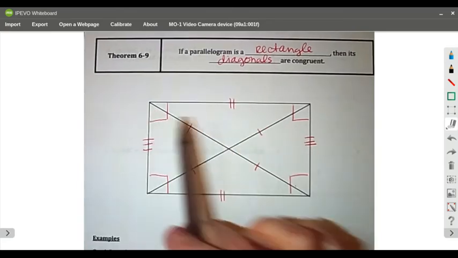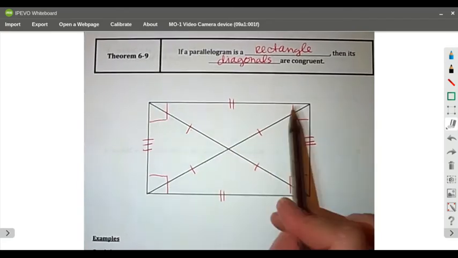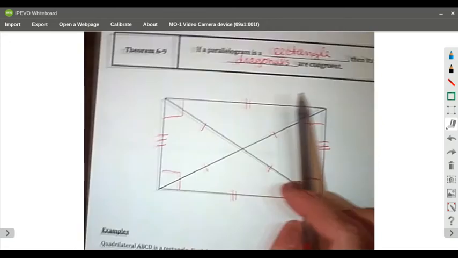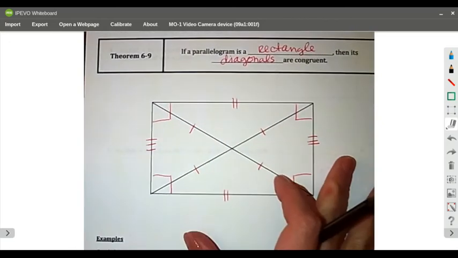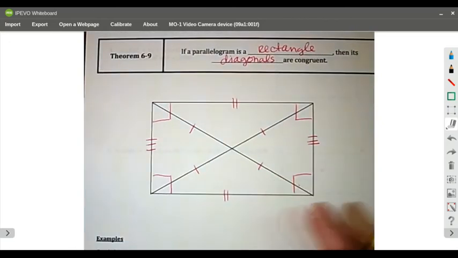Opposite angles are congruent, obviously. 90, 90, 90, 90. Consecutive angles are supplementary. Those add to 180. So now we can label some of the other stuff inside of the rectangle.